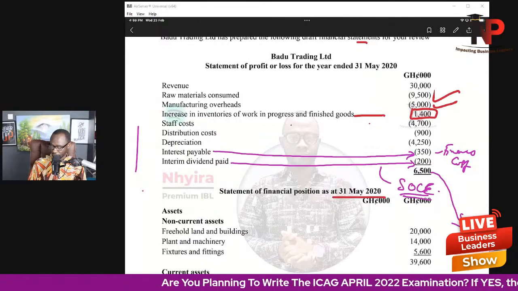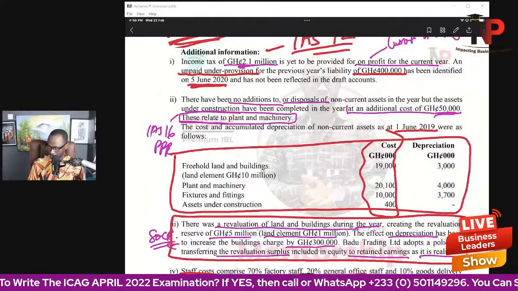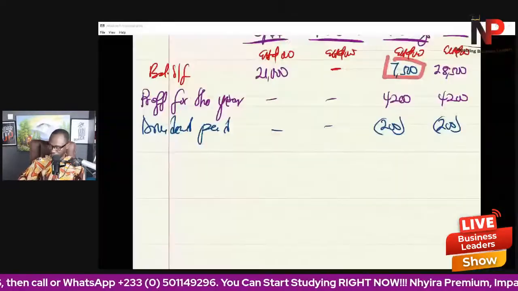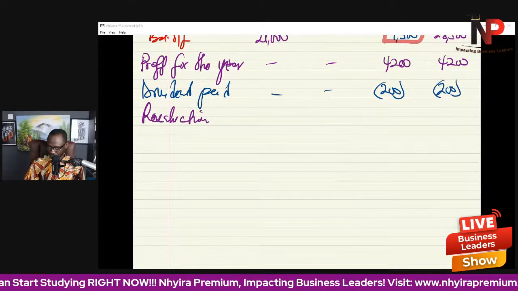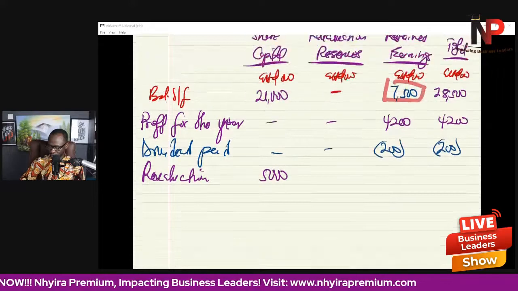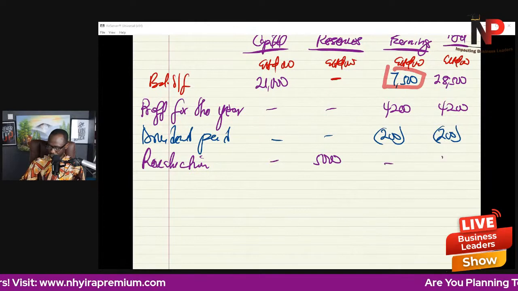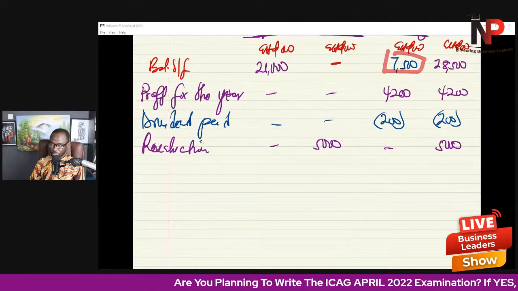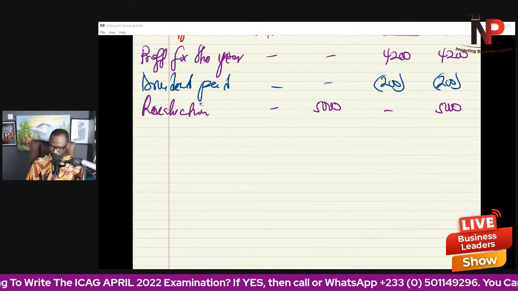Then, like we saw in the question, there was a revaluation surplus of 5,000. Okay, so that's going to be coming up. Sorry, that will be under revaluation surplus. But then there was a transfer relating to the revaluation surplus. So we bring it there.